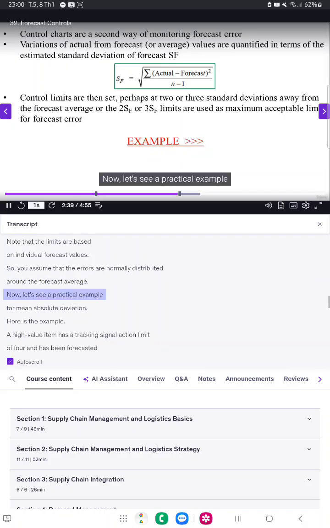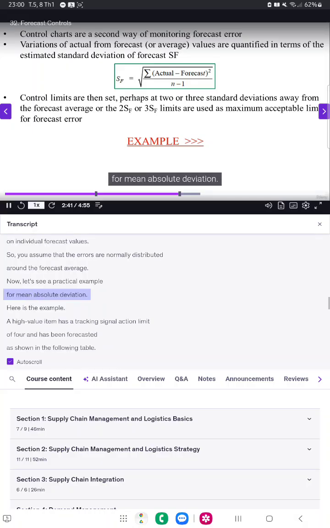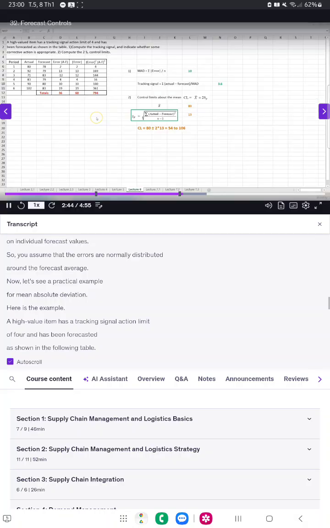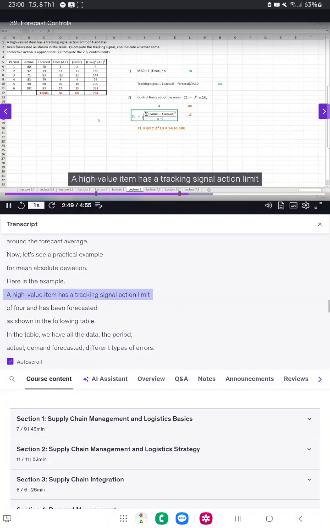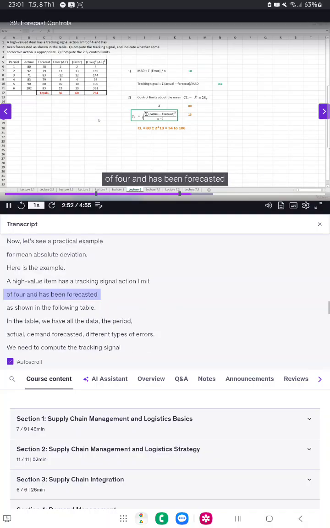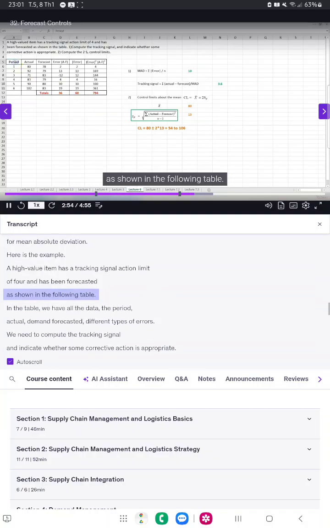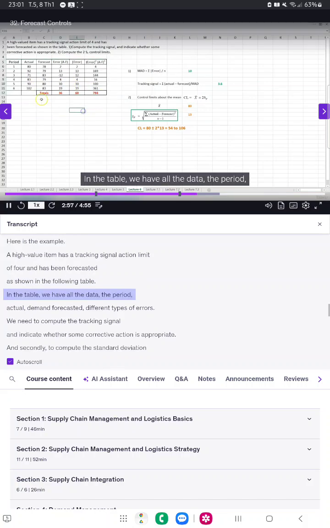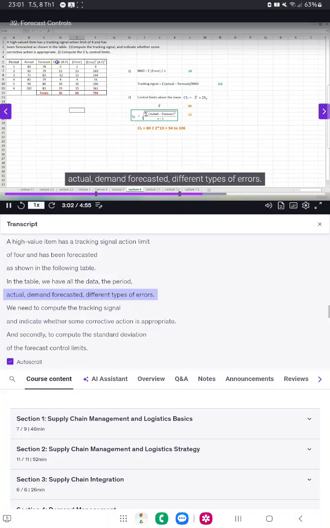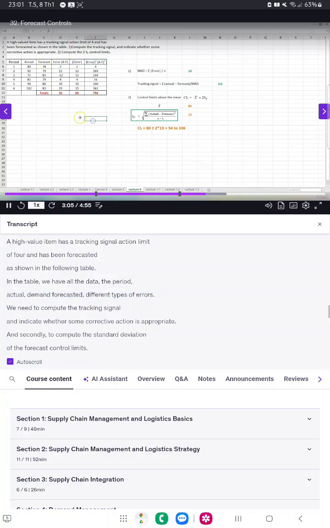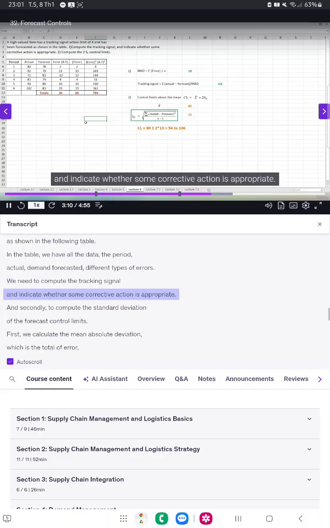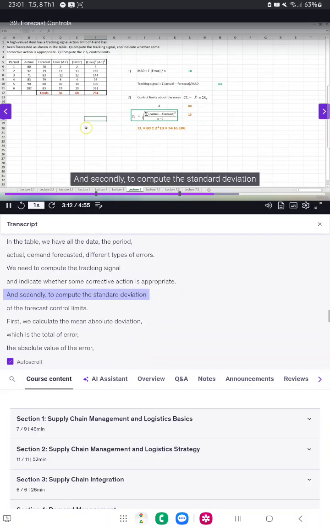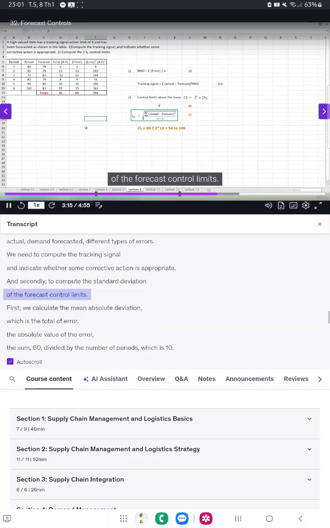Now let's see a practical example for mean absolute deviation. Here is the example. A high-value item has a tracking signal action limit of 4 and has been forecasted as shown in the following table. In the table we have all the data: the period, actual demand, forecasted demand, and different types of errors. We need to compute the tracking signal and indicate whether some corrective action is appropriate, and secondly, to compute the standard deviation of the forecast control limits.